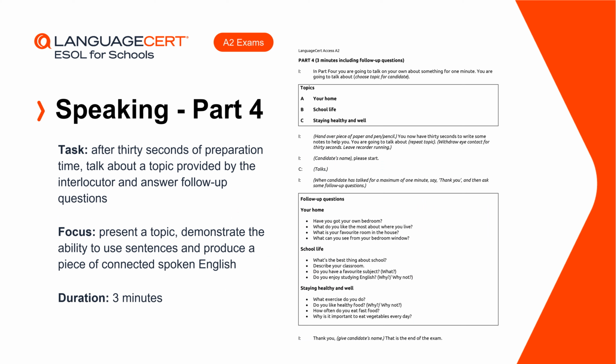In Part 4, after 30 seconds of preparation time, the test taker is required to talk about a selected topic provided by the interlocutor for about 1 minute, and then answer a few follow-up questions. In this part, what is assessed is the test taker's ability to use sentences and produce a piece of connected spoken English. The overall duration of this part of the speaking examination is 3 minutes.